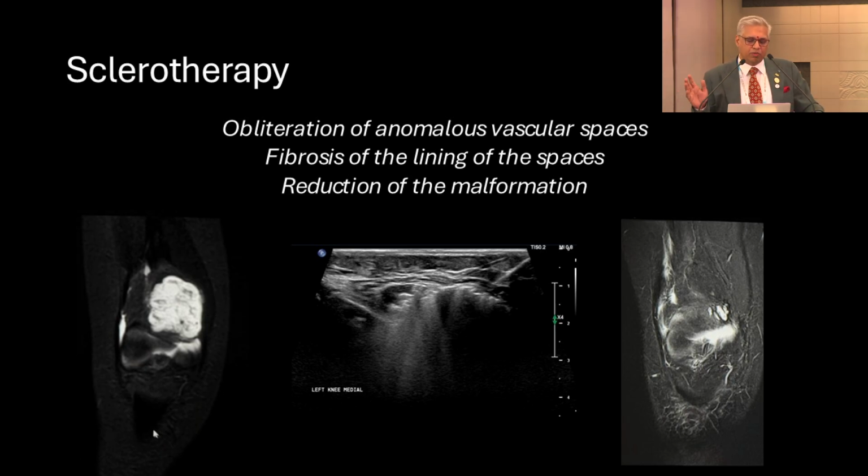Sclerotherapy, the aim is to obliterate these anomalous vascular spaces so you reduce the size of the malformation. This is an example of a child who had a big knee swelling, was in fact diagnosed as a sarcoma before they reached us, and we diagnosed this as a venous malformation, ultrasound guided injection. That ultrasound shows the bright echoes, which is the foam that has gone into the malformation. And after two sessions, the MRI shows the shrinkage of the malformation itself.